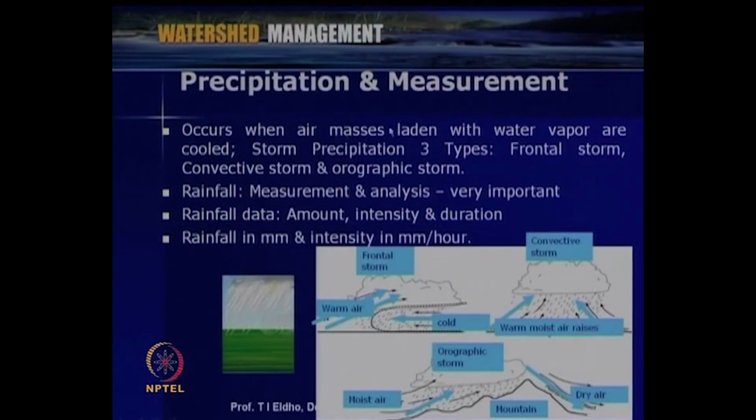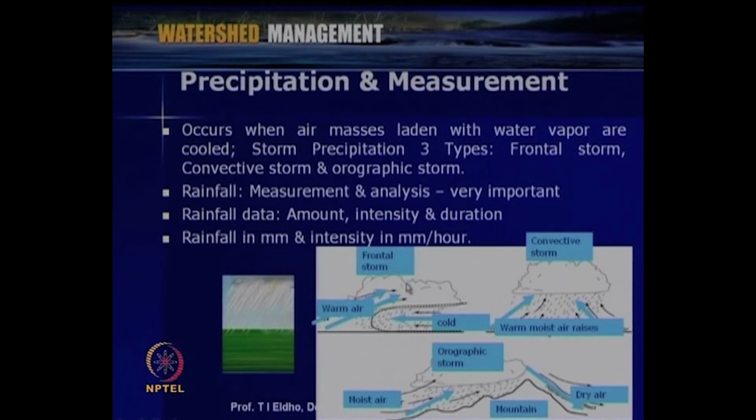Precipitation, as we discussed, generally happens when air masses laden with water vapor are cooled. We can classify storm precipitation into 3 types. The first one is called frontal storm. For example, cold air is coming in this direction and warm air is coming like this, so there is mixing between the cold front and warm front, various conditions take place, and from that the frontal storm occurs.